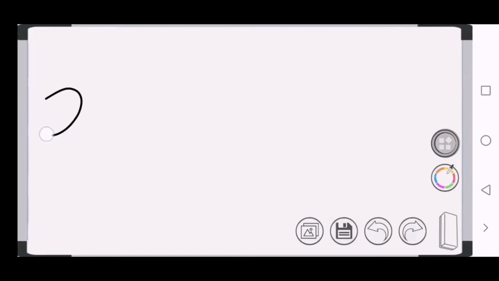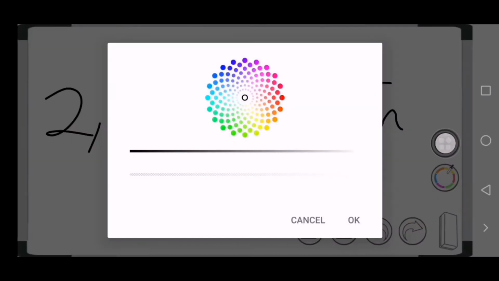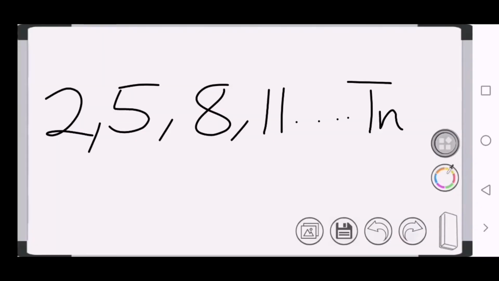Now, when we write any pattern, for example, 2, 5, 8, and 11 up to our Tn. Remember in the previous video I explained that Tn means a certain term that we do not know. It can be the 10th term, the 100th term, 1,000th term, any term that we do not know. This is our first term, this is our second term, the third term, the fourth term, and Tn here means a certain term. It can be the 10th term.